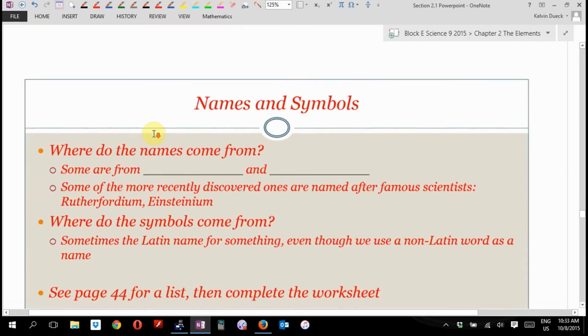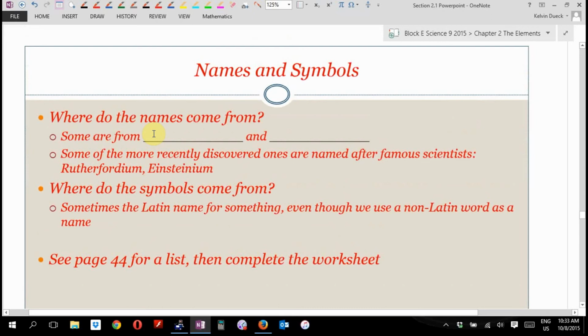Where do the names come from? All these names and symbols. Well, some are from Greek and Latin. Some of the more recently discovered ones are named after famous scientists. You'll see there's an Einsteinium, a Rutherfordium.